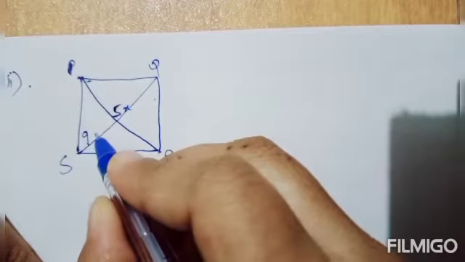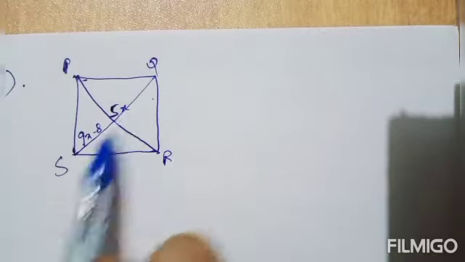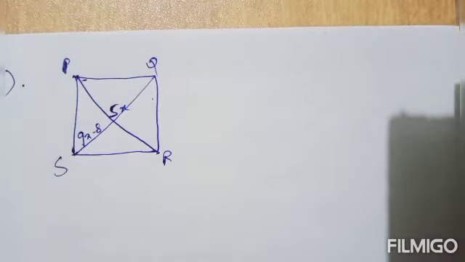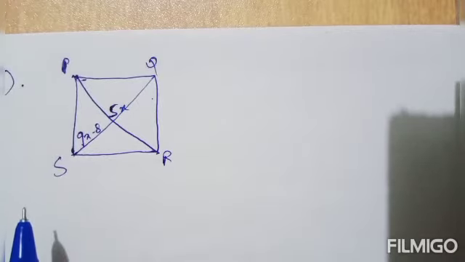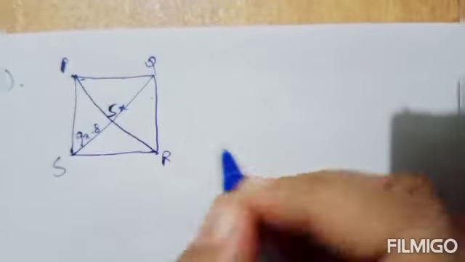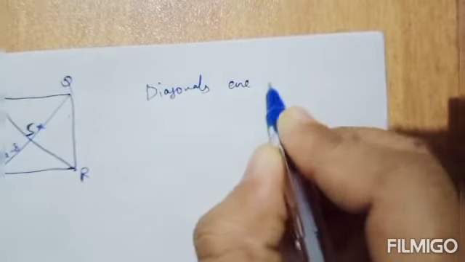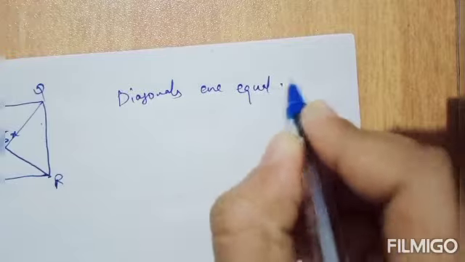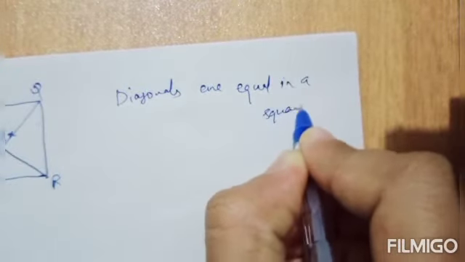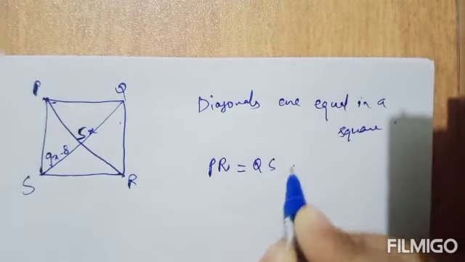It is 9x minus 8. You have to find the length of QS. So you can use the properties of diagonals of a square. What do you know about diagonals of a square? In a square, diagonals are equal. So here, the two diagonals, PR equal to QS.